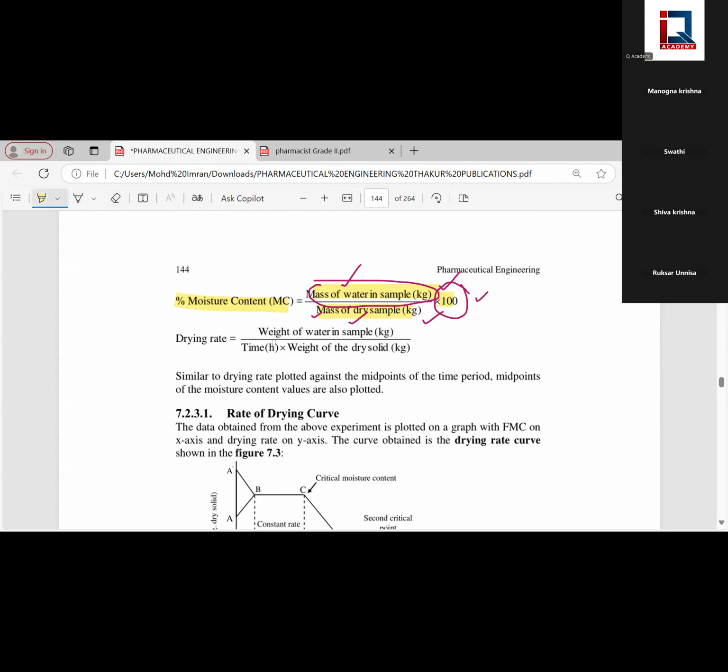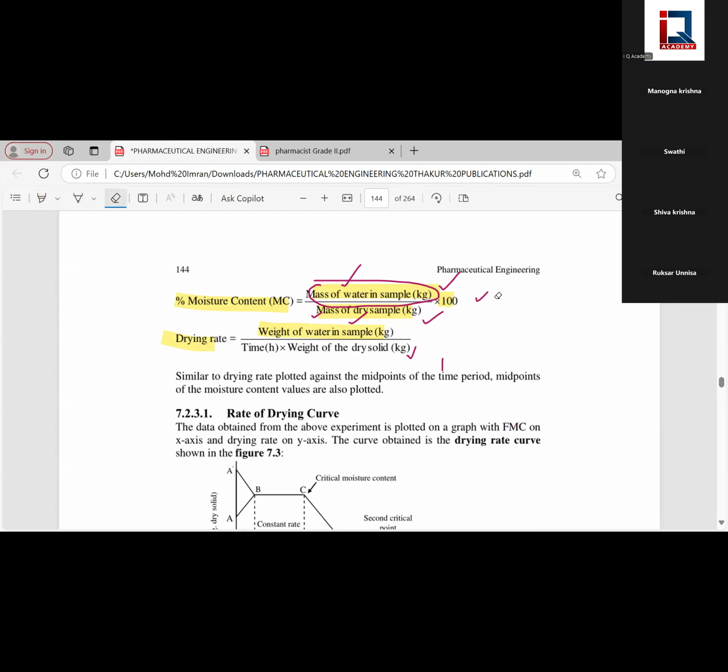Then drying rate, very very important. How to calculate drying rate? Weight of the water in the sample. In this case I said 10 ml, so take 10. Then by time taken in hours into weight of the dry solid. How much time it took to dry completely, and what weight was obtained. This will give me the drying rate. Please note it down.